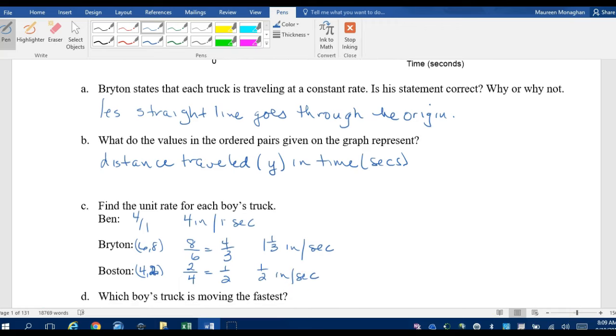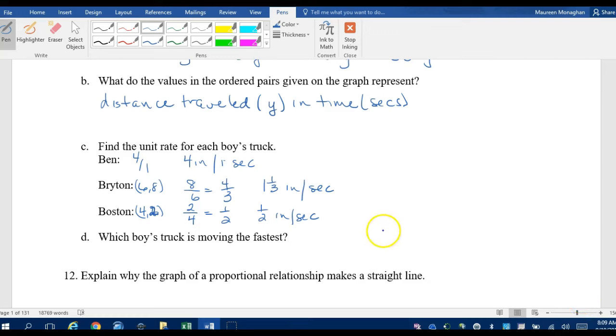Which boy's truck is moving the fastest? Well, 4 inches in 1 second sure seems the fastest to me. So that would be Ben.